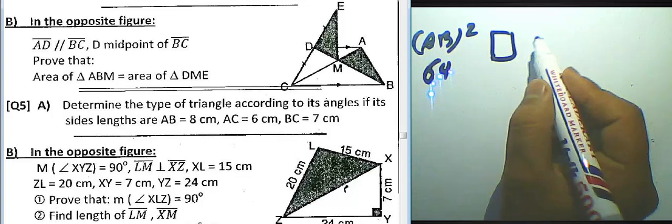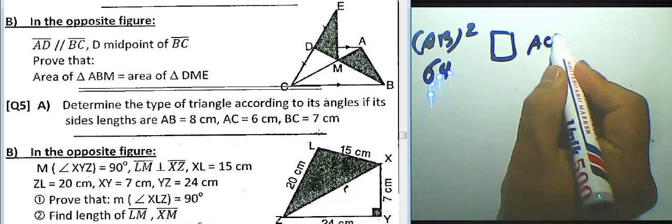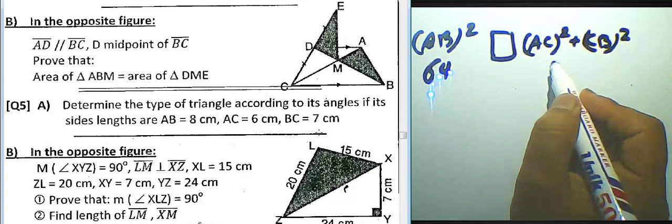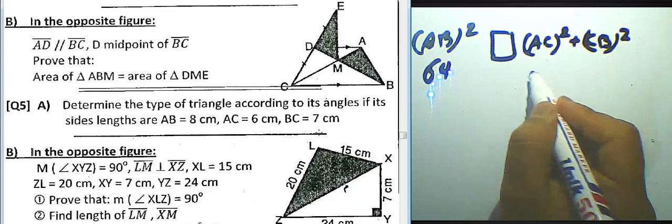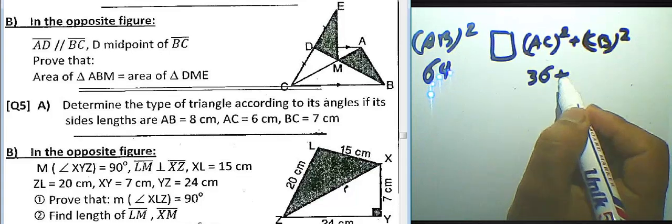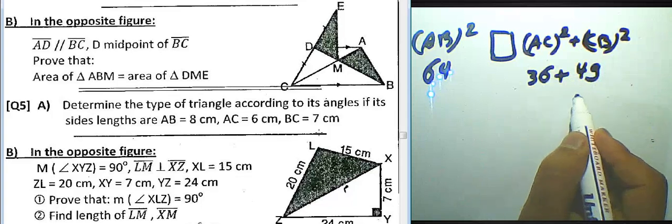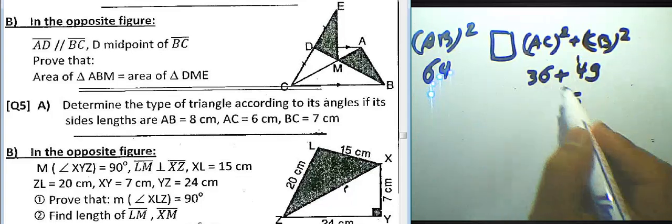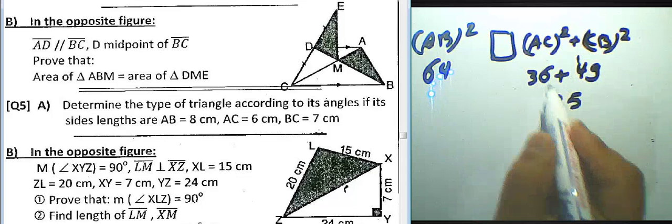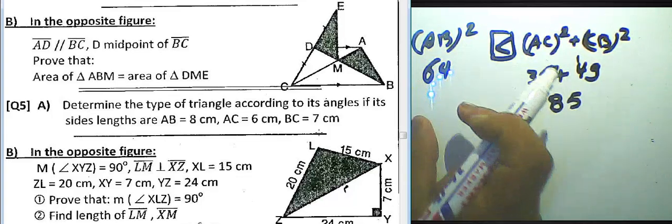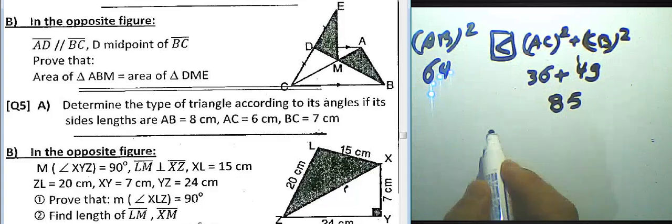And we know AC power 2 plus BC power 2. AC here equals 6, 6 power 2 equals 36, and BC 7 power 2 equals 49. 9 plus 6 equals 15, 5 and carry 1, 5 plus 3 equals 8. And this side's square is less than the sum, so this triangle is acute.